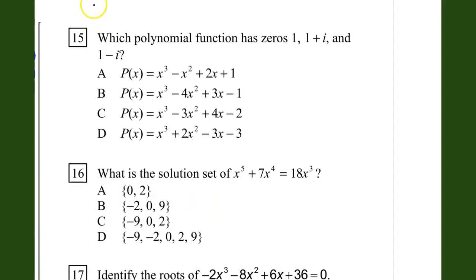All right, which polynomial function has zeros of 1, 1 plus i, and 1 minus i? So let's find the equation that has these three roots. We know it's going to be a cubic, as you can see here.